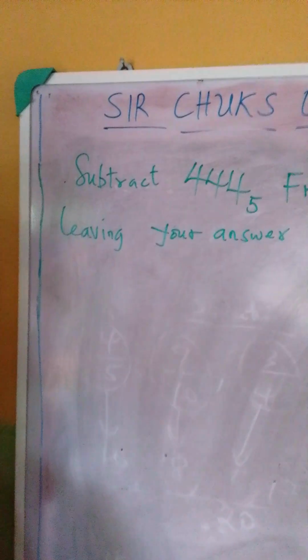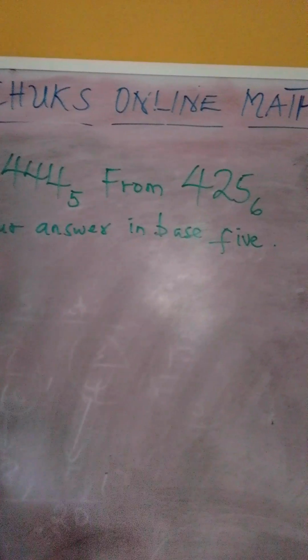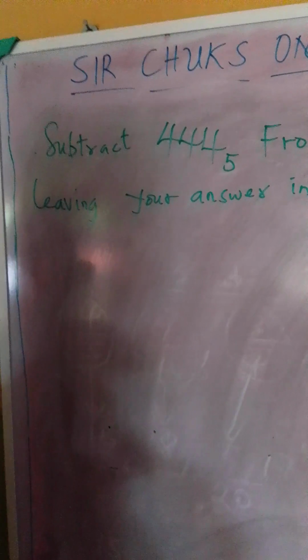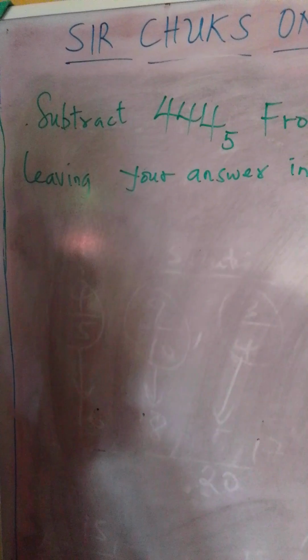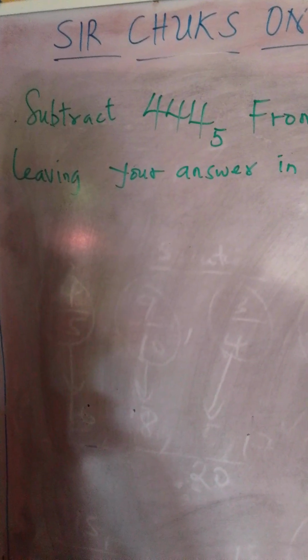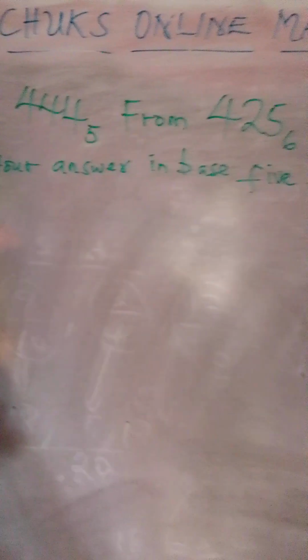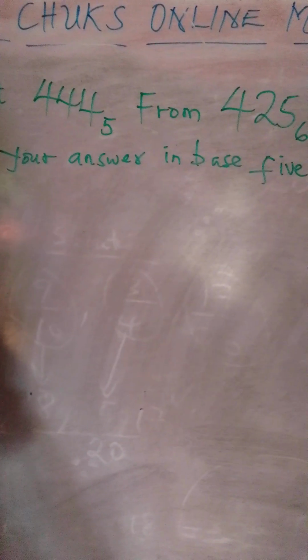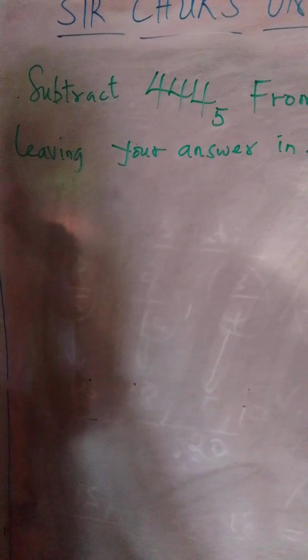Let's solve this question. Subtract 444 in base 5 from 425 in base 6. There's a problem here. The problem is that these numbers are not in the same base. You can only subtract numbers or add numbers in the same base. Wow, I think that's a challenge, right? Okay, let's see what we can do.